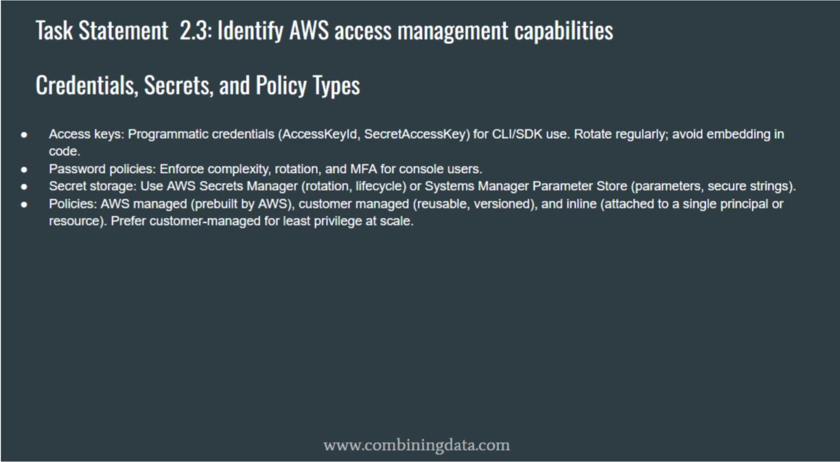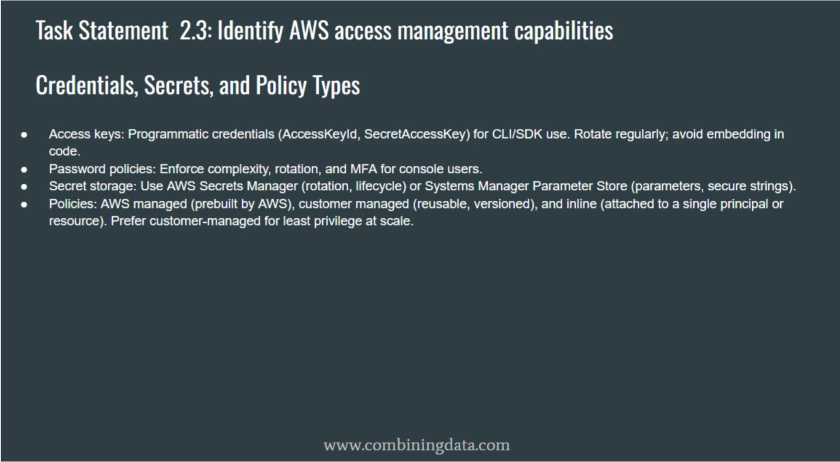Let's take a step back and talk about credentials, secrets, and policy types, because this is one of the most important areas for keeping AWS environments secure. At a high level, this topic is about how identities authenticate, how sensitive values are protected, and how permissions are defined and enforced. In AWS, credentials are what allow a user, application, or service to prove who they are.